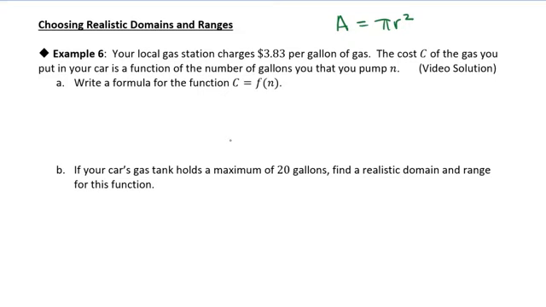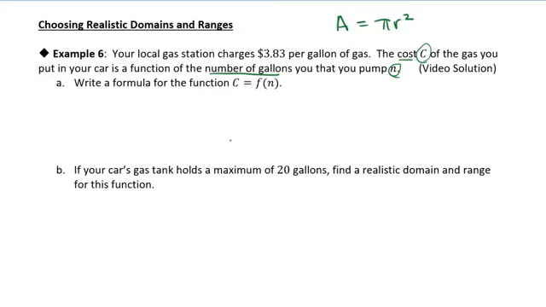We're told that the local gas station charges $3.83 per gallon of gas, and the cost, which we're going to call C, of the gas you put in your car is a function of the number of gallons that you pump. All right. And we're going to call the number of gallons N, and the cost is C. We're just going to use those variables. All right. So first of all, let's write a formula for the cost function.